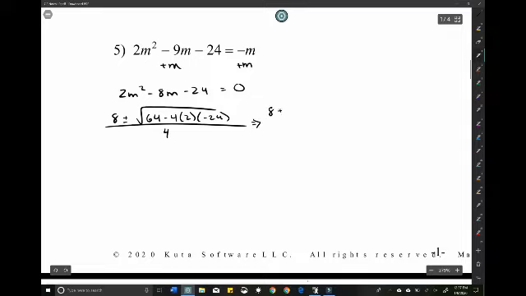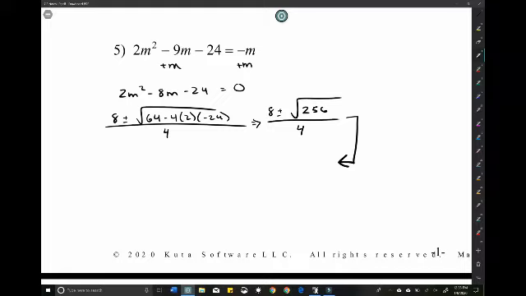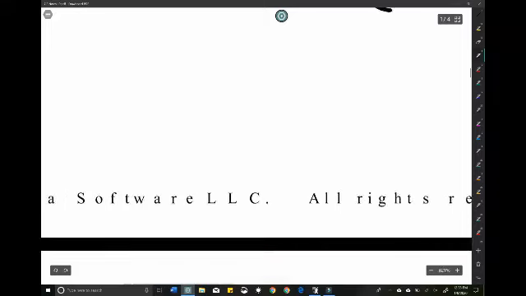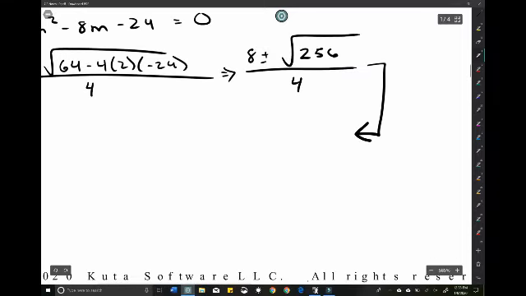8 plus or minus the square root. Let's do all that in the calculator. 64 minus 4 times 2 times negative 24, that's 256, all over 4. 256 is a perfect square. 16, I believe, is the square root of 256. Hey, yeah. So, whoa, sorry about that. 8 plus or minus 16, all over 4.